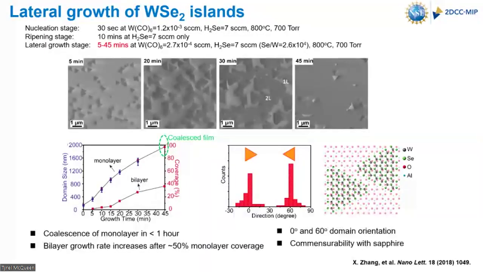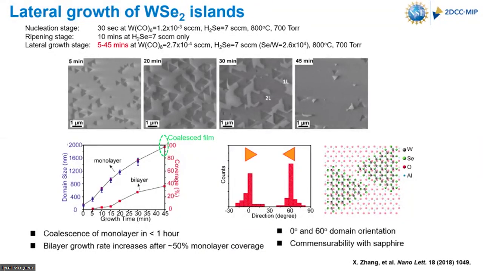So this is some early work using this three-step process. This is a series of SEM images for different lateral growth times, and the dark features are the tungsten diselenide triangular domains on the sapphire. And you can see as we increase the time, they grow in size, they start to coalesce. And after about an hour, we have a nearly fully coalesced monolayer film, right?